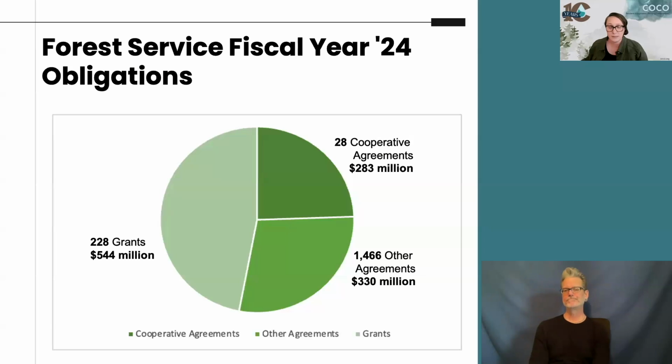Next slide, please. So here's the Forest Service fiscal year 2024 obligations on this chart here. We thought the chart would be a great illustration of how dollars flow through the various types of Forest Service grants and agreements. You can see that a majority of funding does go to grants, but cooperative agreements and other agreements combined together still receive the majority of funding.